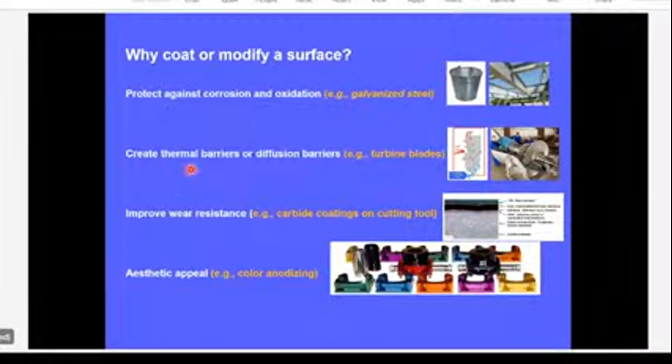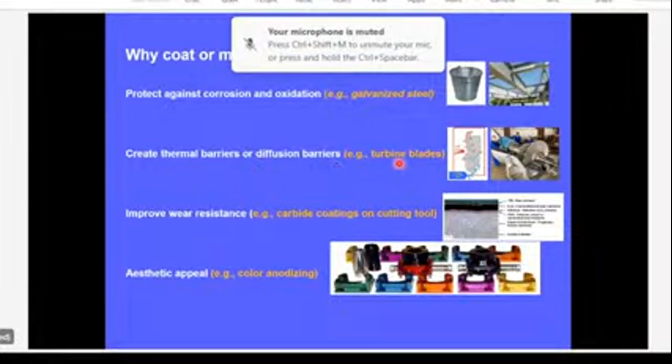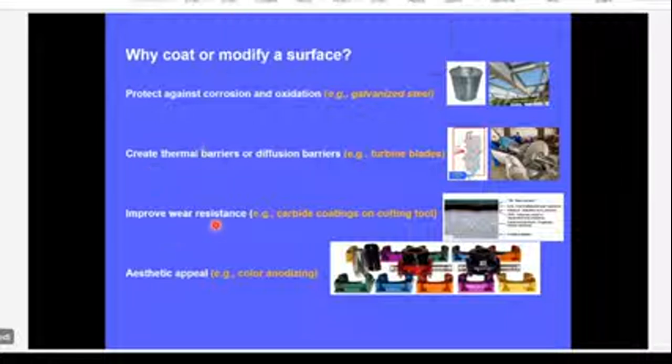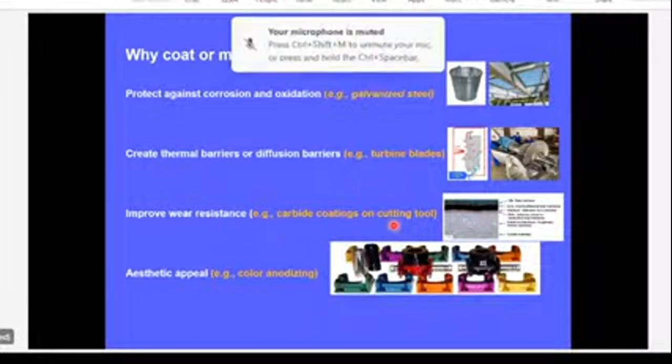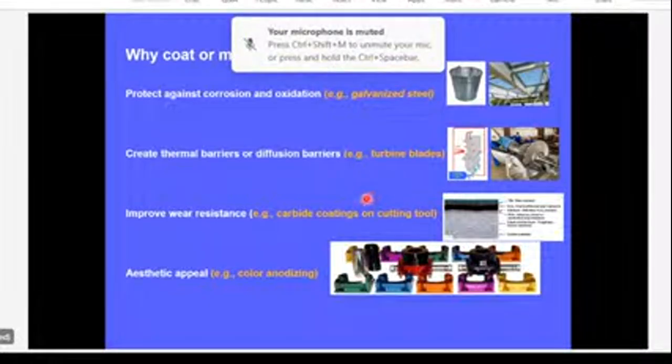Create thermal barriers or diffusion barriers. So sometimes we modify or coat a surface to create thermal barriers to reduce heat loss, or diffusion barriers to reduce contamination and chemical reactions. Another reason is to improve wear resistance or durability. So when we apply carbide coatings on cutting tools, multi-layer coatings on a cutting tool, then our main objective is to increase the durability of the cutting tool material so it can last for a longer time. And it also has high wear resistance.